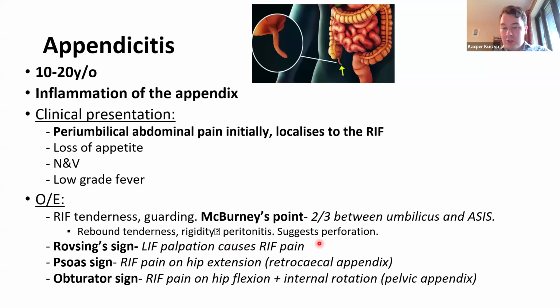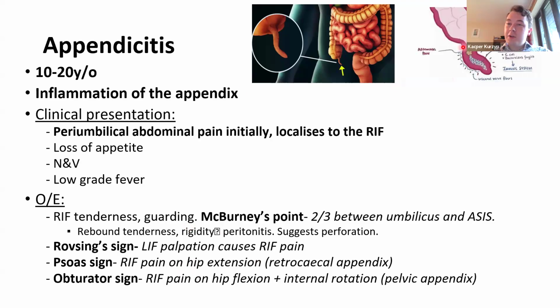A few different important things is that you may find rebound tenderness, which is suggestive of peritonitis and thus perforation. Now, important to recognize a few different key signs. We've mentioned Rovsing's sign. So you palpate in the left iliac fossa, and they feel the pain in the right iliac fossa. The psoas sign, you extend their hip, and it reproduces the pain. And obturator sign, which is you flex the hip and internally rotate it, and it can also replicate the sign, all of which point you towards appendicitis.